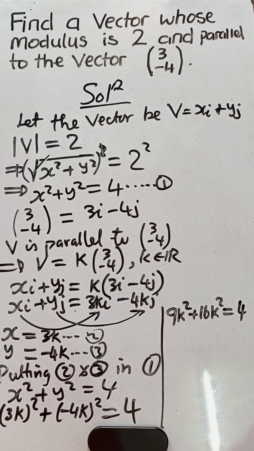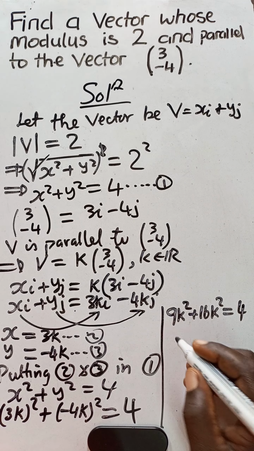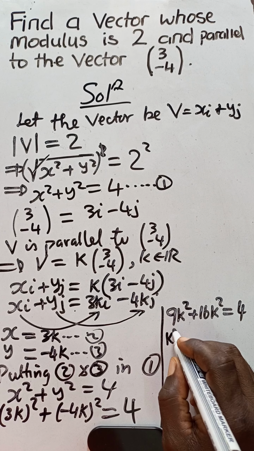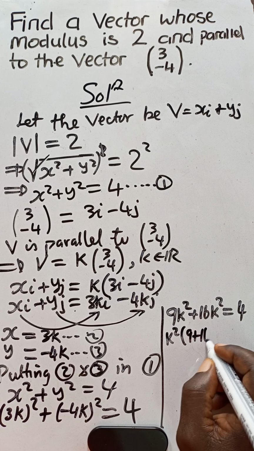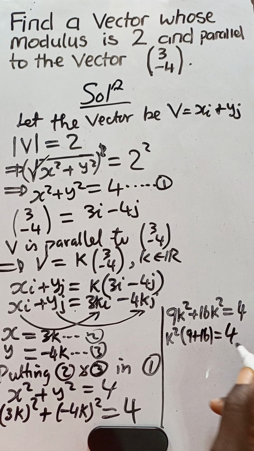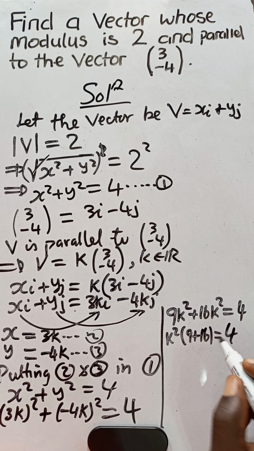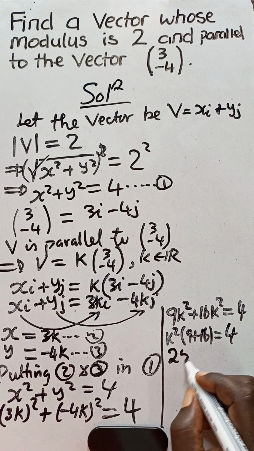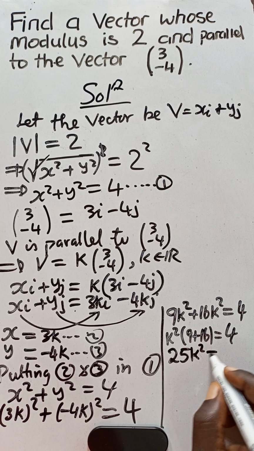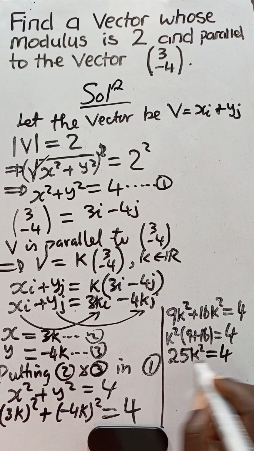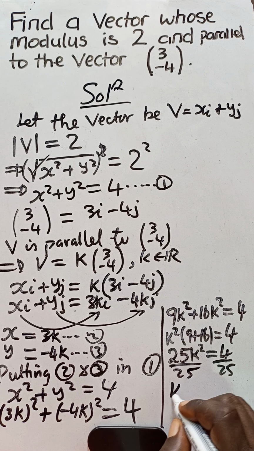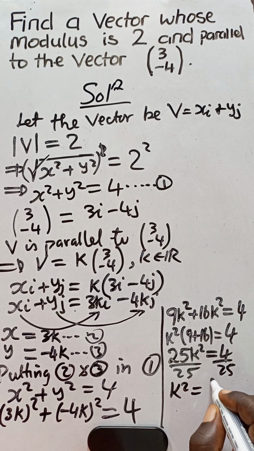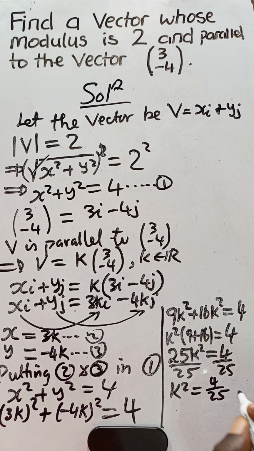Now, k squared is common on the left-hand side, so we'll factorize out k squared into 9 plus 16 is equal to 4. So 9 plus 16 is 25. So we have 25k squared is equal to 4. If we divide both sides by 25, we're going to have k squared is equal to 4 all over 25.